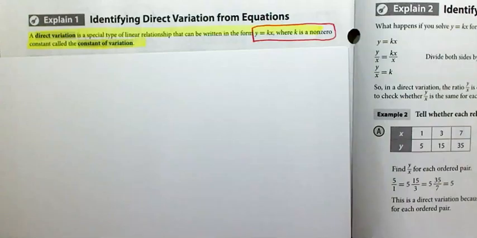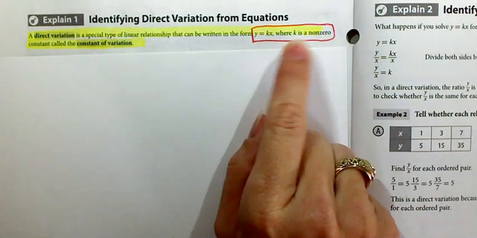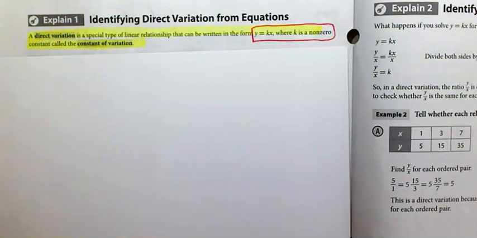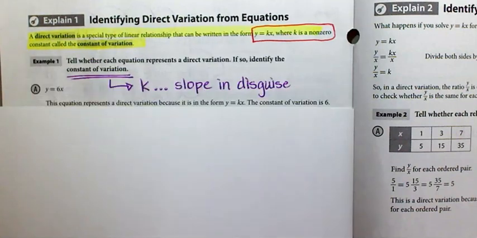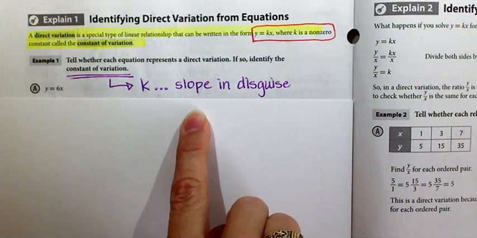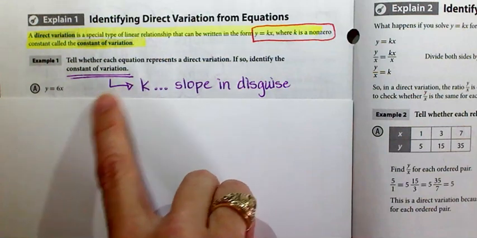All right, I'm now on page 232. A direct variation is a special type of linear relationship that can be written in the form of y equals kx, where k is a non-zero constant called the constant of variation. Okay, it looks so different and everything, but really it's not. Tell whether each equation represents a direct variation. If so, identify the constant of variation. Okay, so that's what we're about to do.